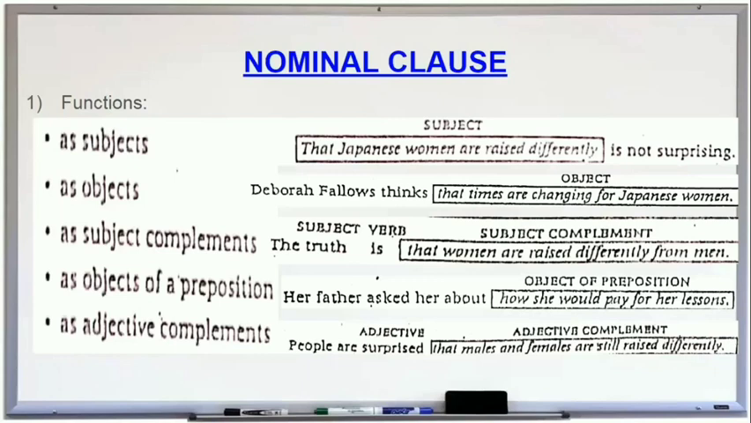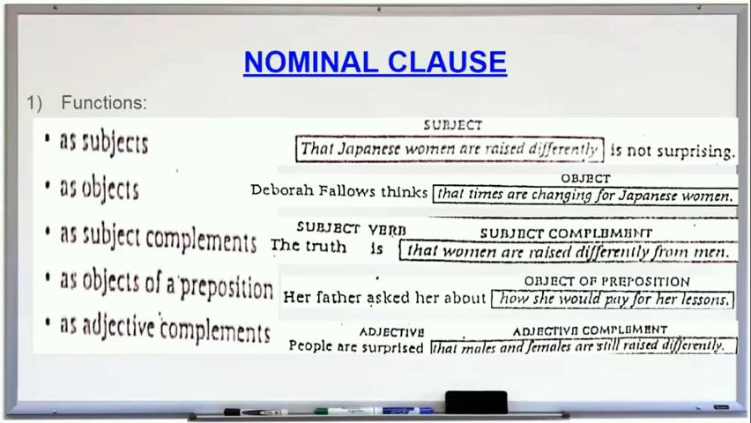Again, how do you check if it is a nominal clause? Because you have a subject and a verb, are raised, which is conjugated, it is a dependent clause, and you can replace it by something. So you can say it is not surprising. What? That Japanese women are raised differently.